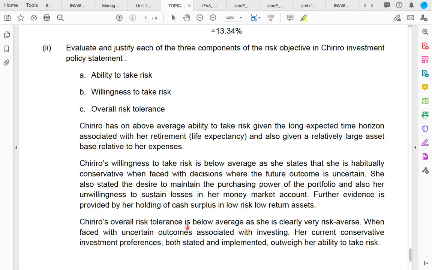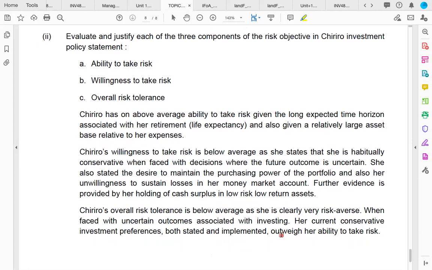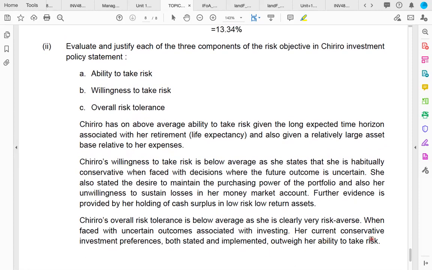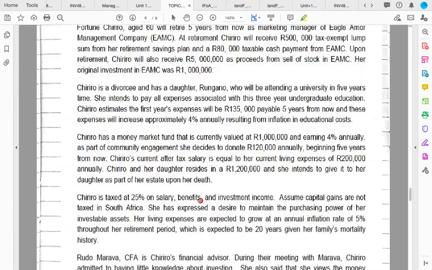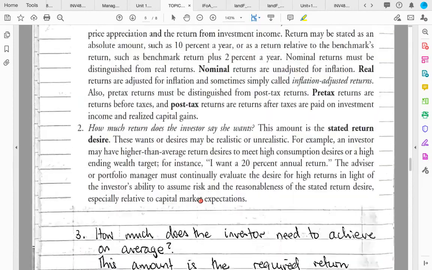So Chiriro's overall risk tolerance is below average because she's clearly risk averse. She doesn't want to take on risk. When faced with uncertain outcomes associated with investing, her current conservative investment preferences, both stated and implemented, outweigh her ability to take risk. So this part to do with the ability, willingness, and overall risk tolerance is a bit subjective. Two people can come up with different conclusions.